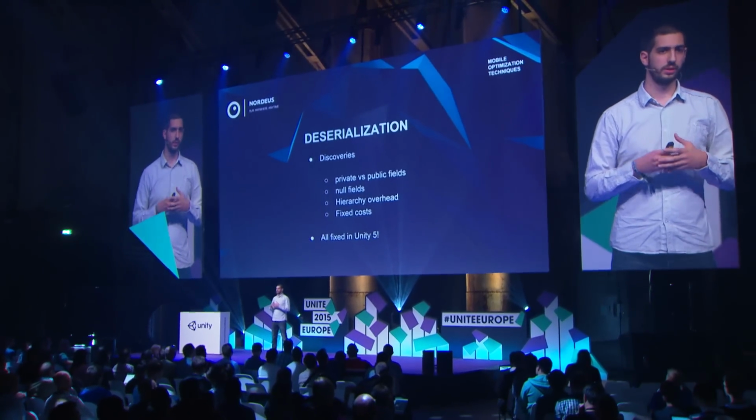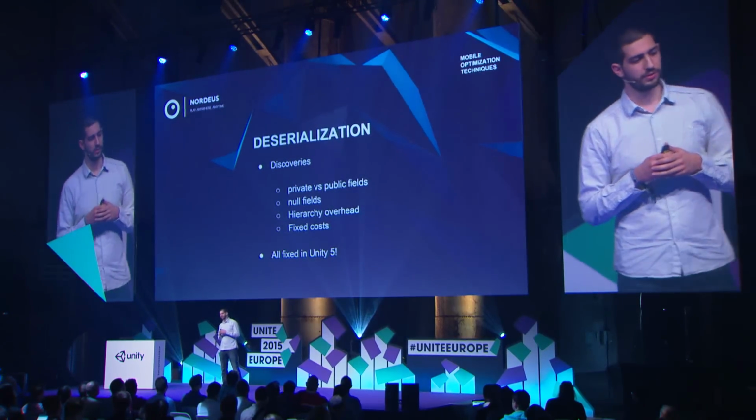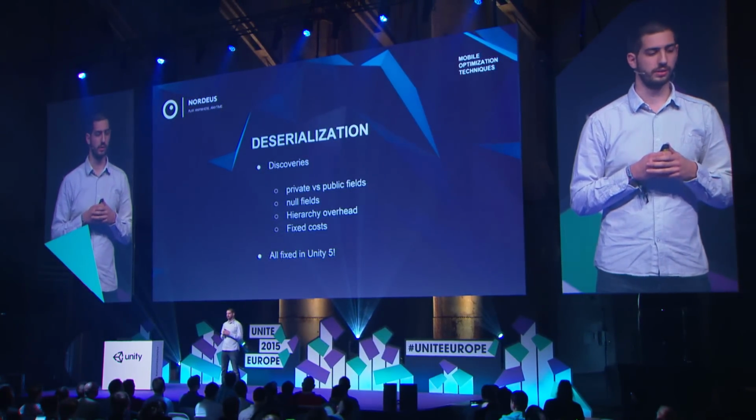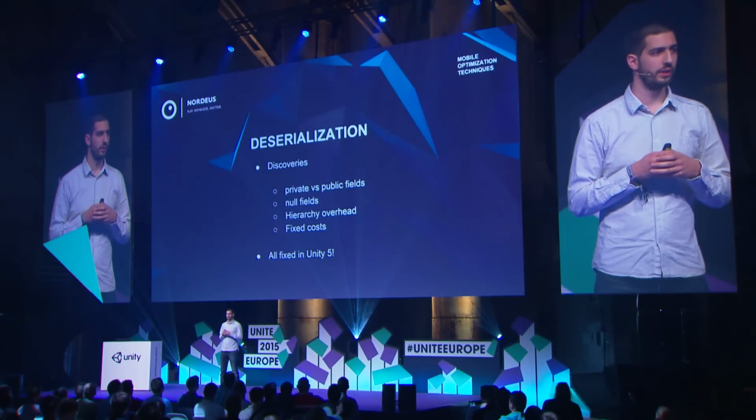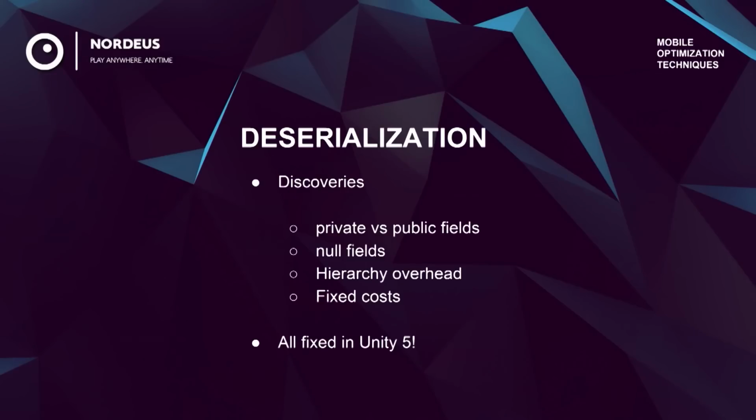What we discovered is that the first step in loading scenes was too slow. The first step is to deserialize all data from the Unity scene file. And we discovered some weird results in Unity itself. For example, serialized private fields took much longer to deserialize than public fields. Also, null fields incurred overhead that shouldn't exist there. Also, some hierarchies that are deep took a lot more time to load than hierarchies that were flatter. Also, there were some fixed costs in loading empty scenes. And most of these problems are fixed in Unity 5 and Unity 4.5. I'm just bringing them up here in case you use an older version, so you should definitely upgrade.